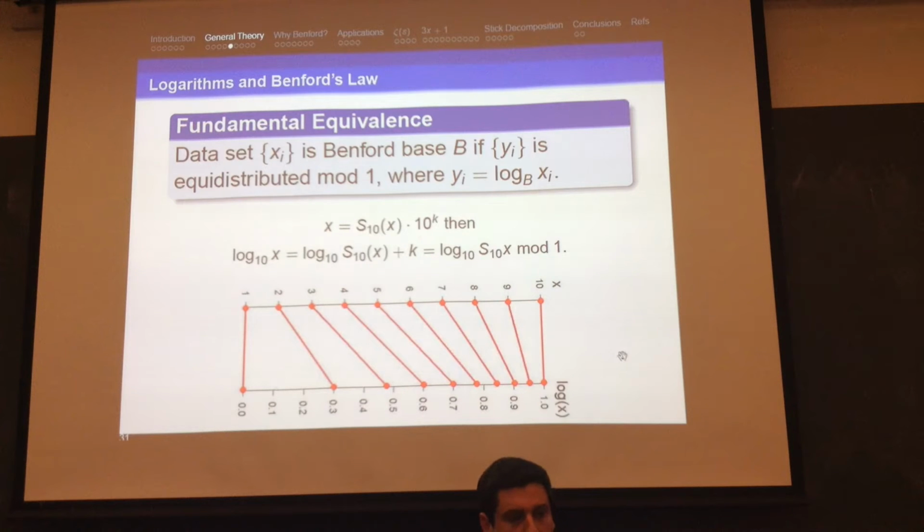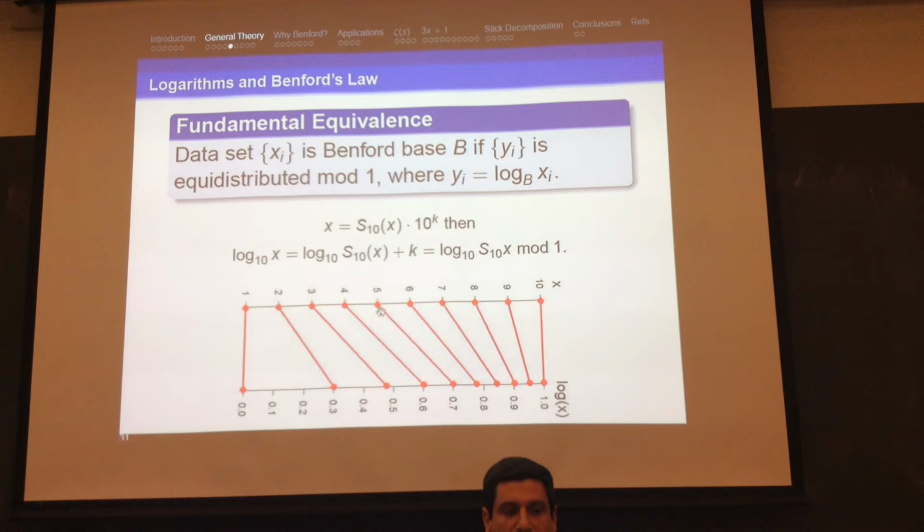Let's say my numbers fall evenly when I look at the logarithms mod 1. Well, if they fall evenly, what fraction of the time do I land between 0 and 0.3? 30%. But if you exponentiate, those are all the numbers whose leading digit is 1. And so what happens is, on a log scale, everything is uniformly distributed, but when we exponentiate back, we're going to get a little bit of a bias.